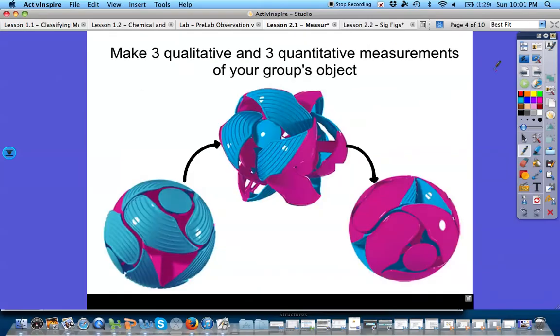So we looked at this object in class, and this is a ball that as you toss it up, it changes colors, and you can toss it back and it will go back to the blue. I want you to take a look at it, and I want you to make 3 qualitative and 3 quantitative measurements.